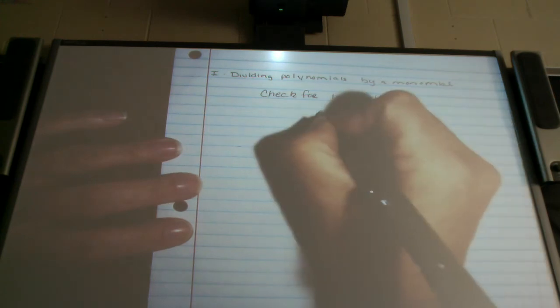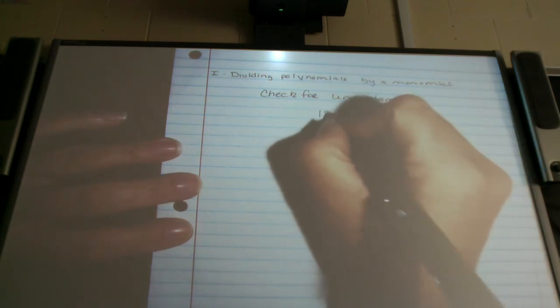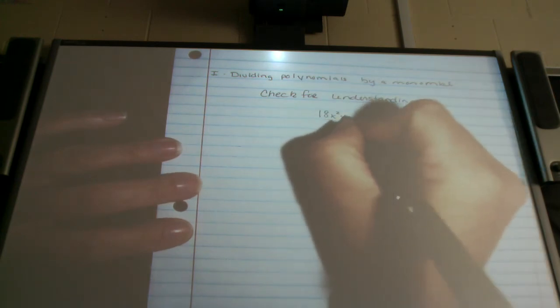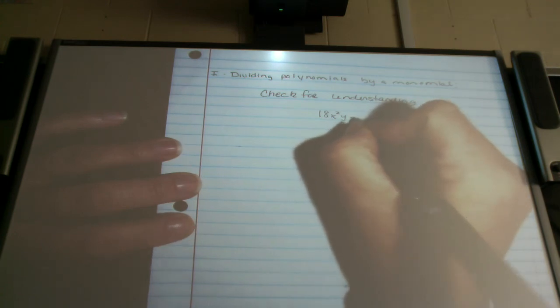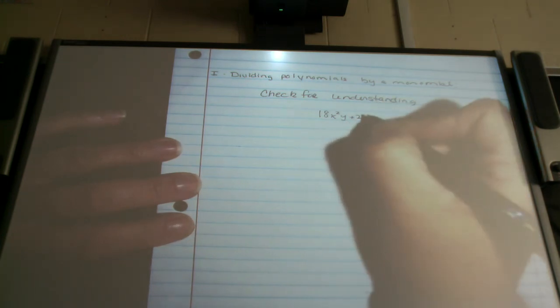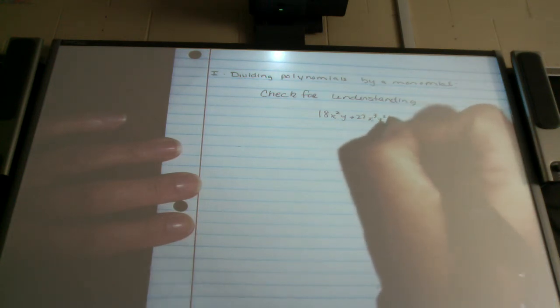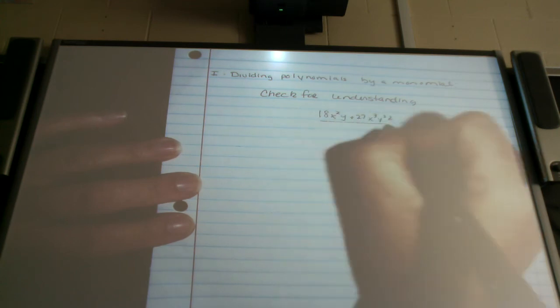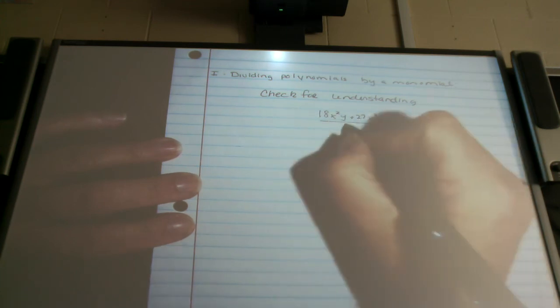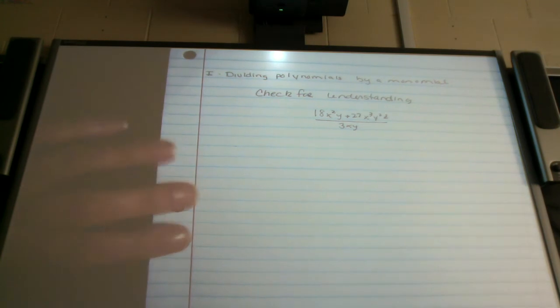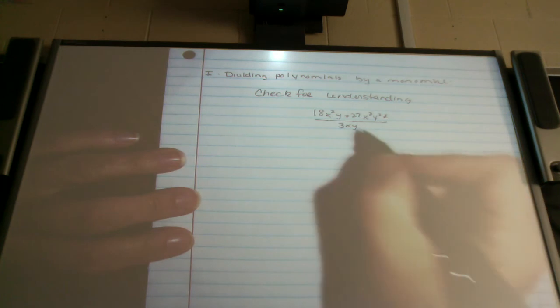And when you left class, we had the top is 18x squared y plus 27x to the third y squared z. And we talked about that negative exponent in the original problem. We make it positive by bringing it to the bottom. Then what we do is we just split it up.